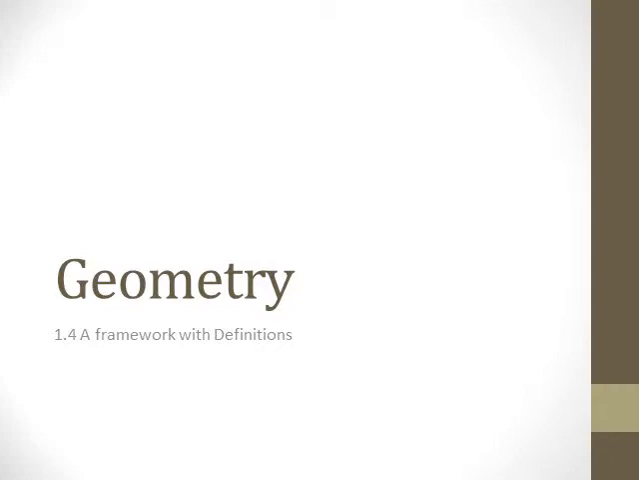Okay, this is Geometry 1.4, a framework with definitions. Before we get started, I just want to remind you that we talked about the definition of geometry: that it is abstract and that it is a model. I want to review our undefined terms: point, line, and plane. We can physically represent points, lines, and planes, but they are not really visible.